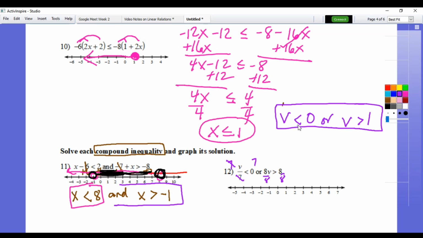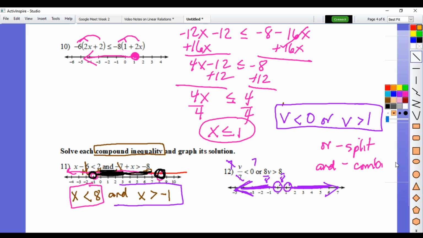Now, when we graph it, v less than 0, so it's just 0. It's right here, it's open, going to the left. v greater than 1, 1 is right here, it's going to the right. Remember, guys, as a hint, if you have an or, you expect that the graph will be split. For an and, you expect them to be combined. That's the expectation, okay?